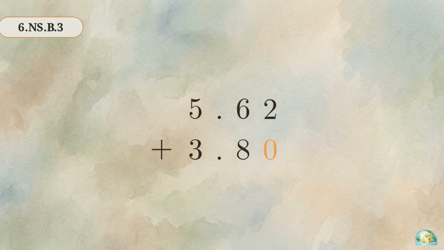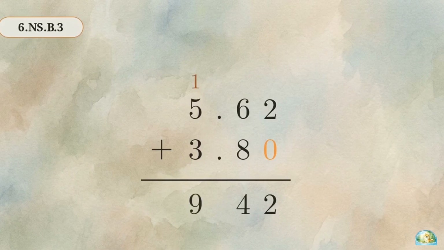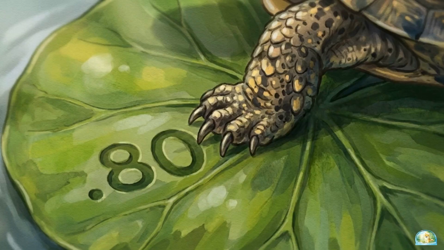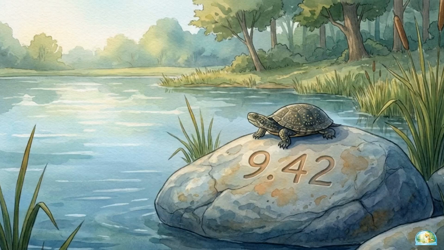To solve the misalignment on the right, write 3.8 as 3.80, perfectly aligning the columns. Add the hundredths, tenths, and ones. The sum is 9.42. Using a placeholder 0 is a structural necessity. It guarantees we are combining physical quantities of the exact same size.